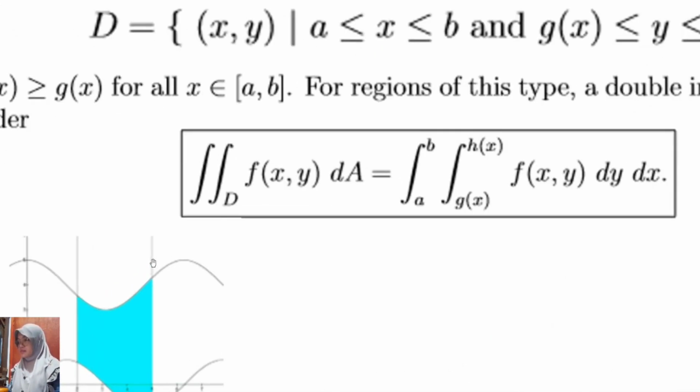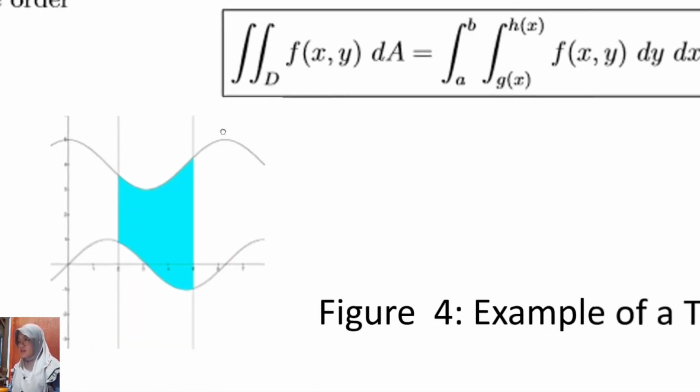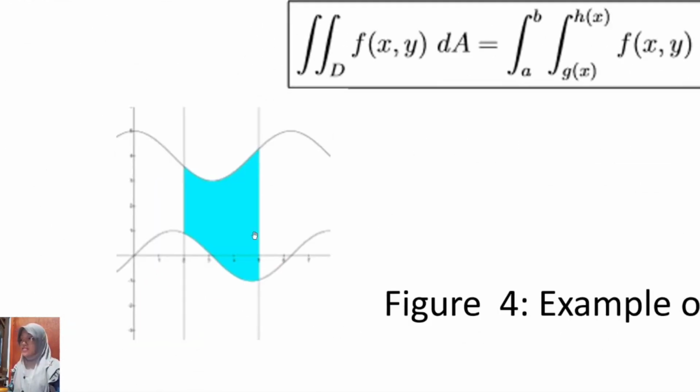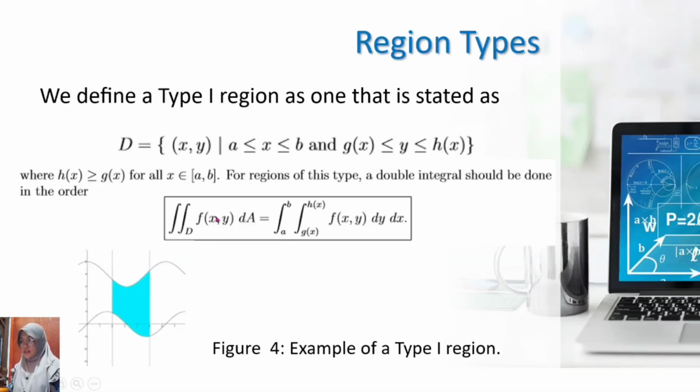So here is how the type 1 looks like. These two vertical boundaries here are the constants, x equal to a and b. And these two top and bottom curved boundaries here are the functions of x. So this shaded part here is the region, or the region D. So this is an example of a type 1 region.